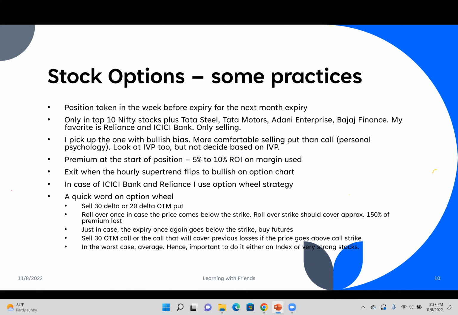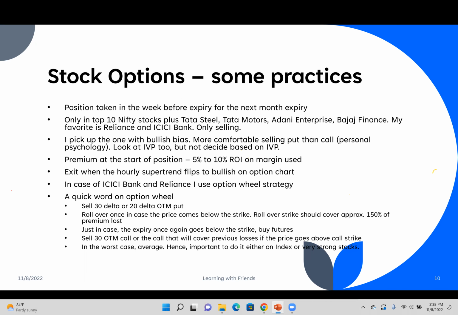So if you're an option seller, you sell 1 week before the expiry, in that week leading up to the expiry of this month, but you sell the next month expiry with a 6 to 10% ROI or 5 to 10% ROI on the margin deployed. So assume that you are deploying 1 lakh rupees, then you should be getting 5,000 to 10,000 rupees as your premium. That decay is pretty fast.